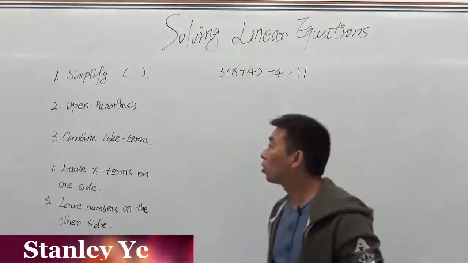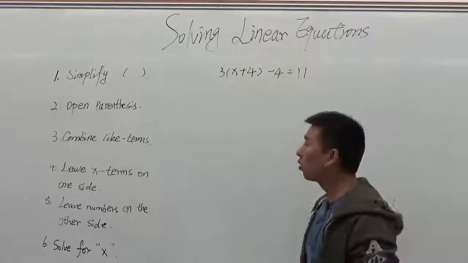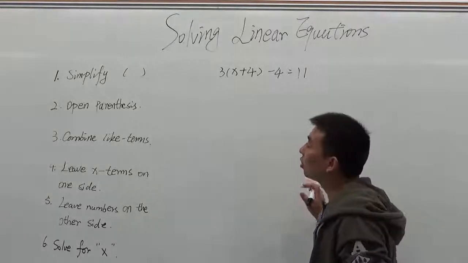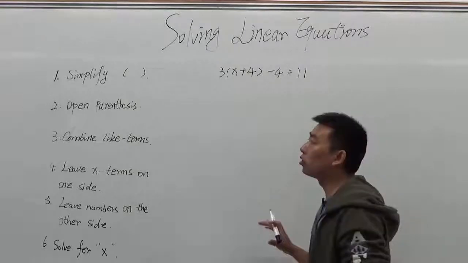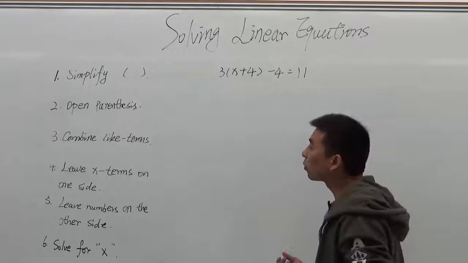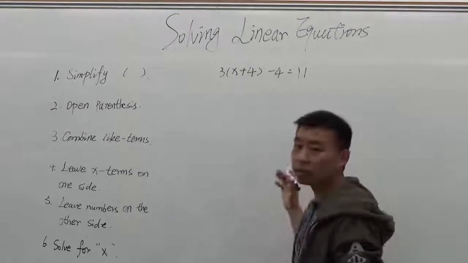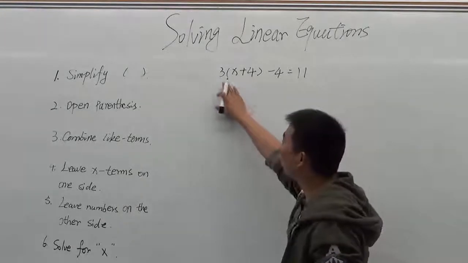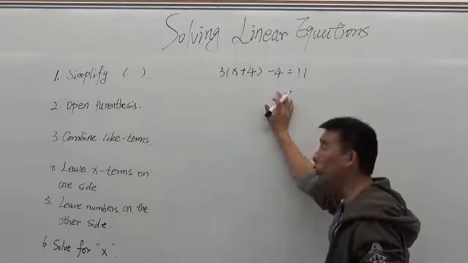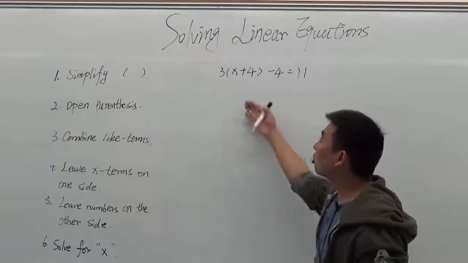In this video, we're still gonna keep working on how to solve the simple equations with multiple steps. And actually, in this video we're gonna focus on the parentheses, which are those linear equations that have parentheses. The first step, we have the parentheses in the equation, like here, we have 3 multiplied by parentheses x plus 4, minus 4 equals 11. As you can see, this equation has parentheses.